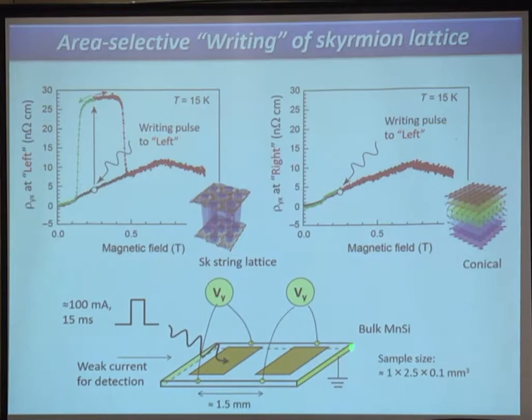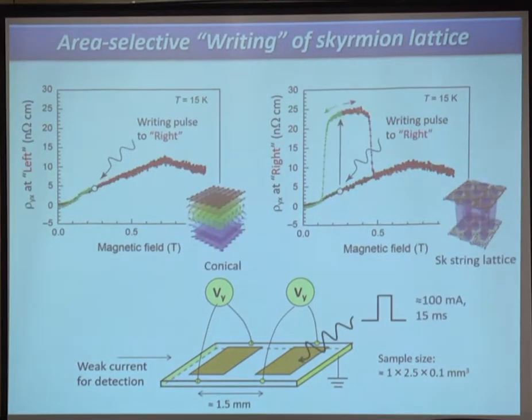This is our experimental setup. Here we prepared high contact resistance electrodes on the surface of the sample, which enables efficient Joule heating. If we apply the electric pulse to the left side electrode, the sample temperature on the left side is rapidly heated up and then cooled down. As a result, the topological Hall effect appears only on the left side, whereas the right side is silent, and vice versa. So these observations indicate that we could write the metastable Skyrmion lattice in an area-selective manner.